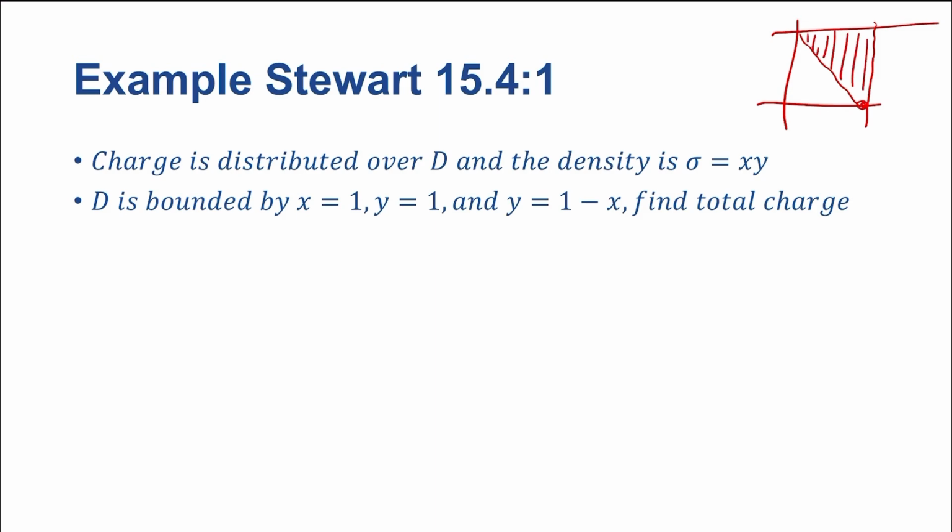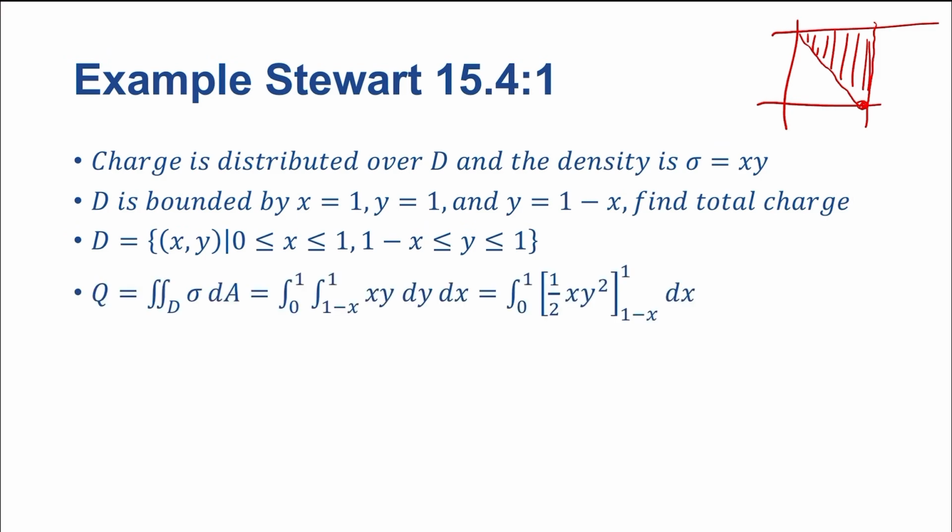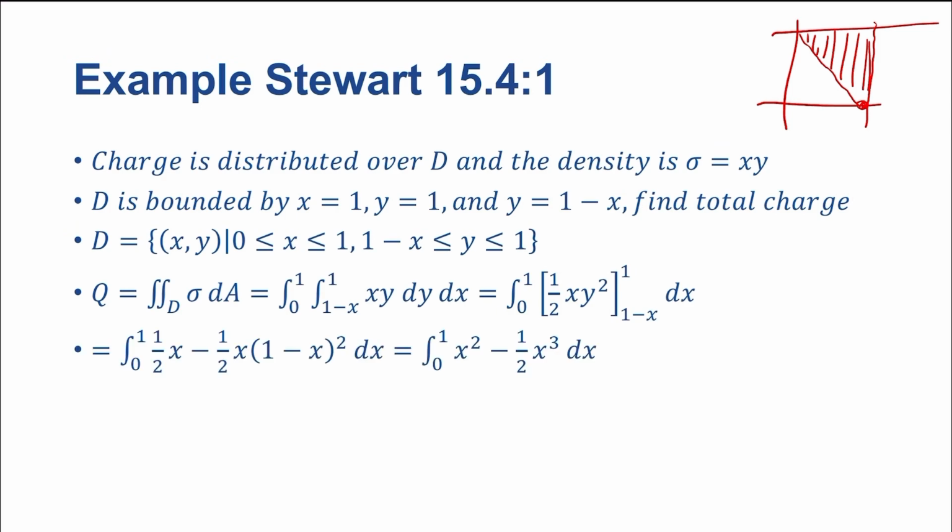I'm going to take this region so that we can define it. So it will be ordered pairs such that x is between 0 and 1, and y is between 1 minus x and 1. So now we're prepared to integrate over this. So we take Q is equal to the integral over sigma with respect to area. And this can be rewritten as the integral between 0 and 1, and then the integral between 1 minus x and 1 of xy dy dx, which gives us the integral between 0 and 1 of 1/2 x y squared between 1 minus x and 1 with respect to x.